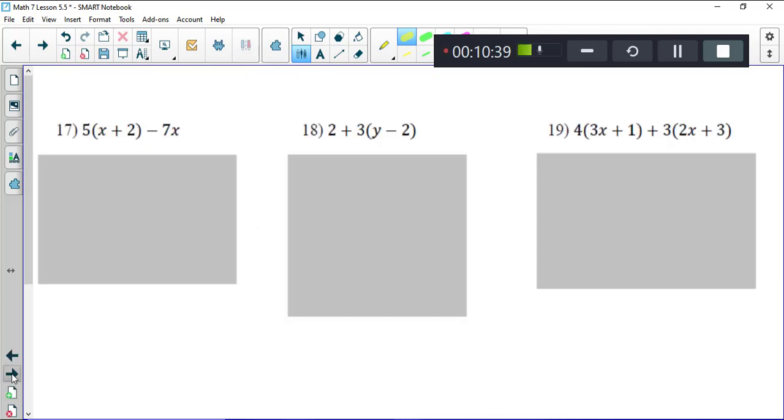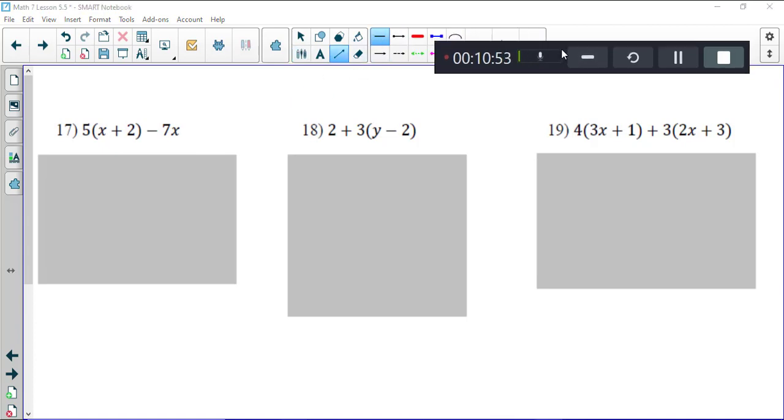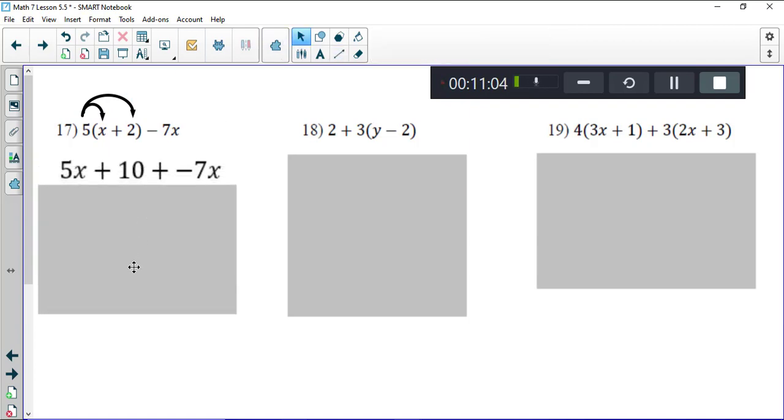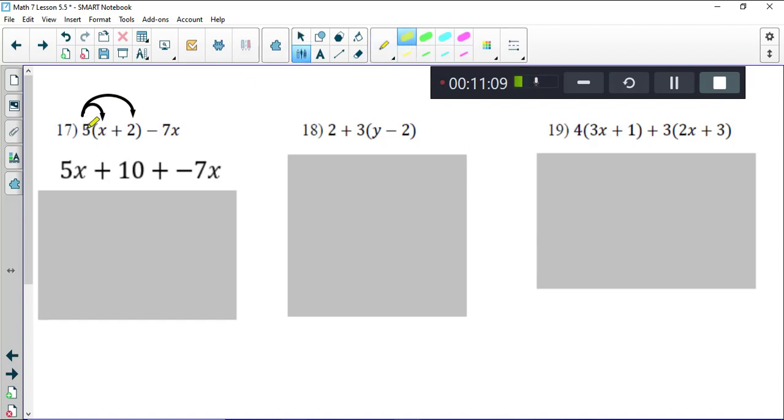All right, let's move right ahead to number 17, 18, and 19, our last three questions, but these do involve distributive property. So let's take a look at number 17. The first thing that I would suggest you do is distribute that 5 into the parentheses. So when we do that, we'll do 5 times x, and we will do 5 times 2. So that set of parentheses becomes 5x plus 10. Just keep in mind, this was replaced with this. 5 times x is 5x, 5 times 2 is 10.